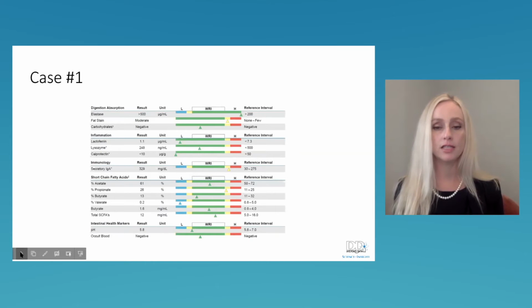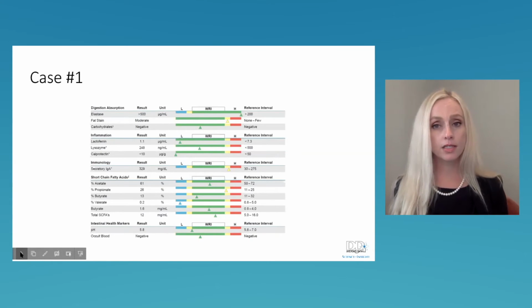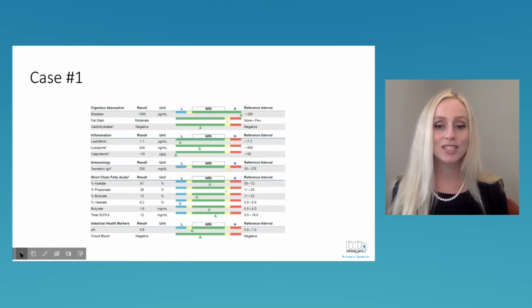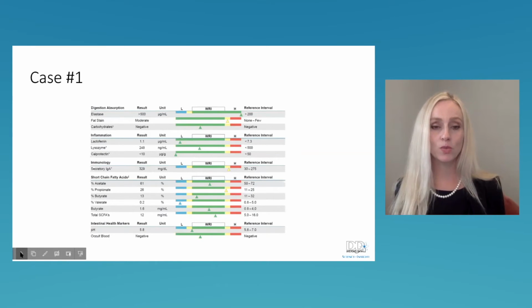In the case of a patient that has a positive fat stain, we want to consider their diet. I know you might have patients right now that are doing fad diets like the ketogenic diet or even the carnivore diet. Quite often these patients will have a positive fat stain just because they're consuming excess fat, especially in that ketogenic diet. So, just a clinical pearl, something to be aware of: consider your patient's diet.